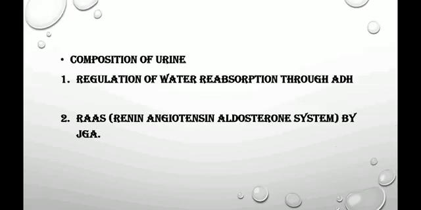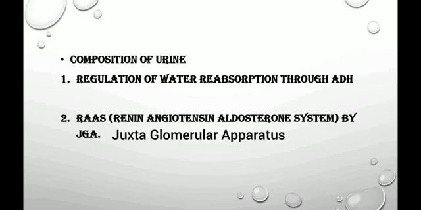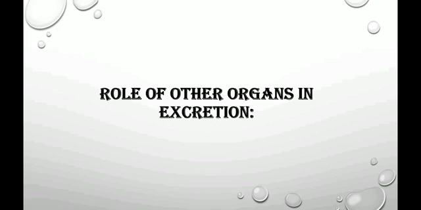Last time we studied about composition of urine. In that we studied about regulation of water reabsorption through ADH, that is anti-diuretic hormone. Then we studied about RAAS, that is renin angiotensin aldosterone system by JGA, that is juxtaglomerular apparatus. Today we'll start with role of other organs in excretion.